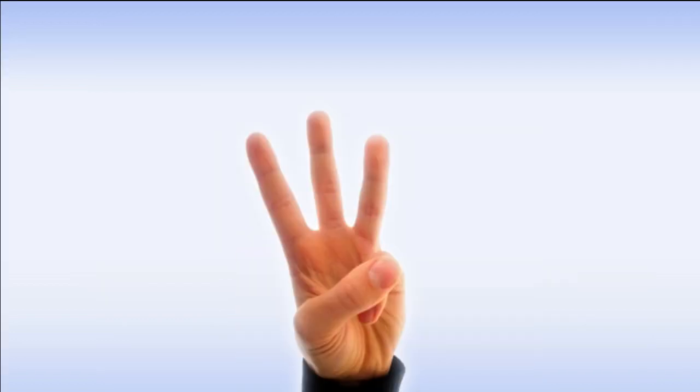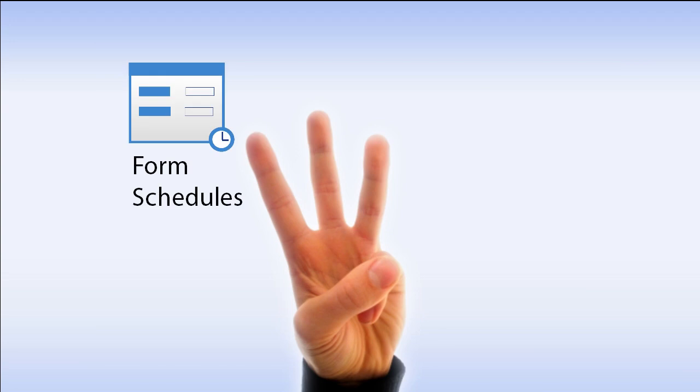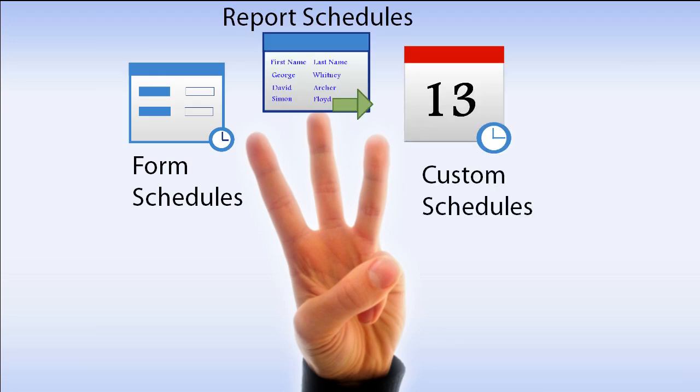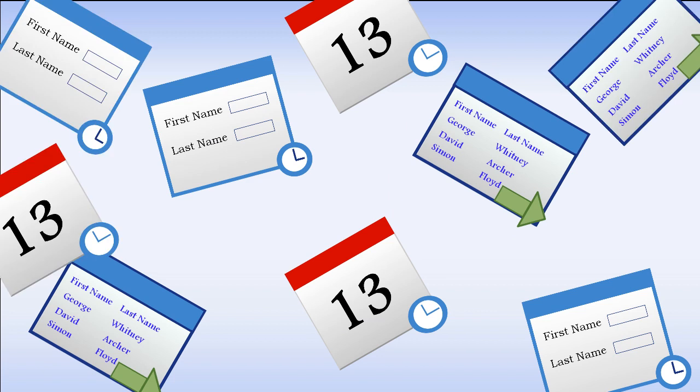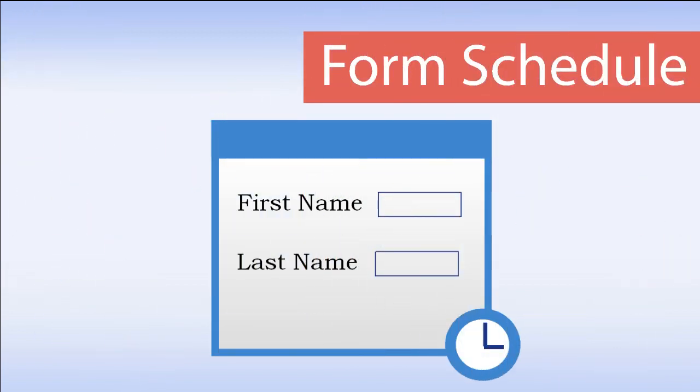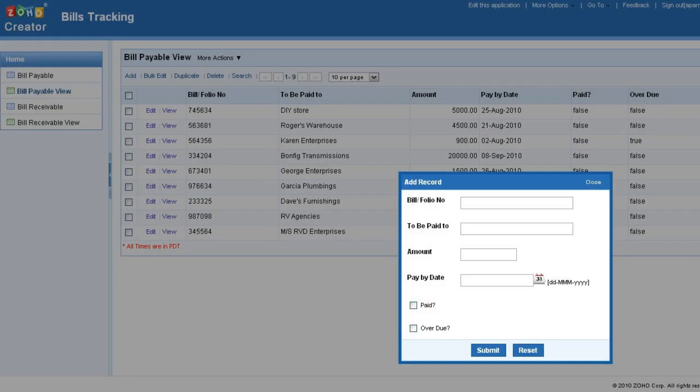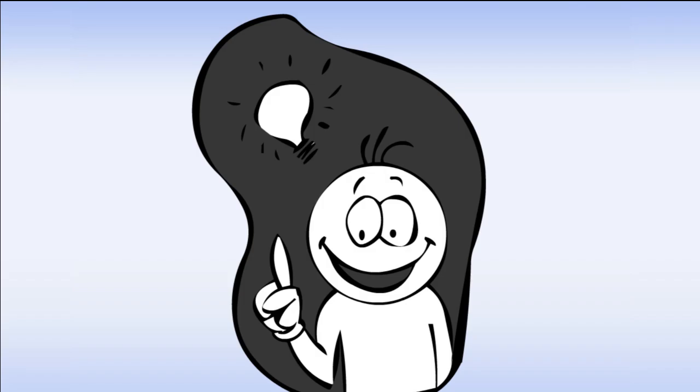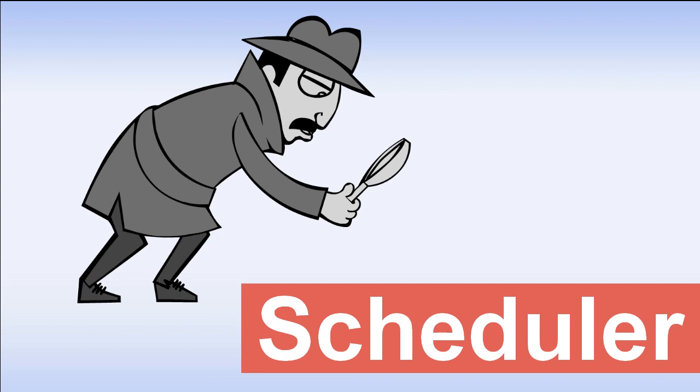You can choose from three different types of schedules: form, report, or custom, and go on to create as many as you require. A simple form schedule can carry out the tasks specified on the form data. To understand this better, let's take a look at an actual application.